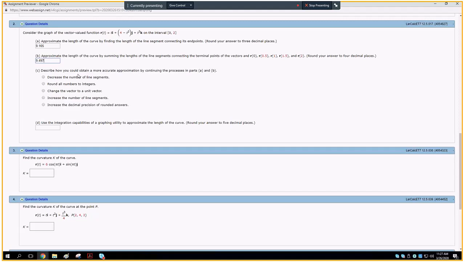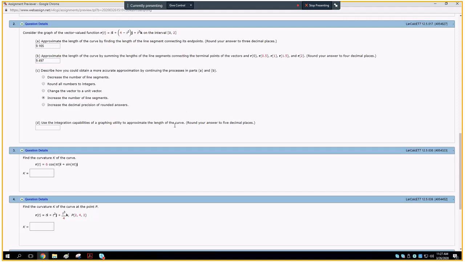Describe how you could obtain a more accurate approximation by continuing process A through B. So generally, it is like the Riemann integration processes that you have learned in your Calculus 2 classes. You increase the number of sub-iterations. So I'm going to pick that answer. It is saying increase the number of line segments. That's increasing the number of iterations. So I'm going to click on that.